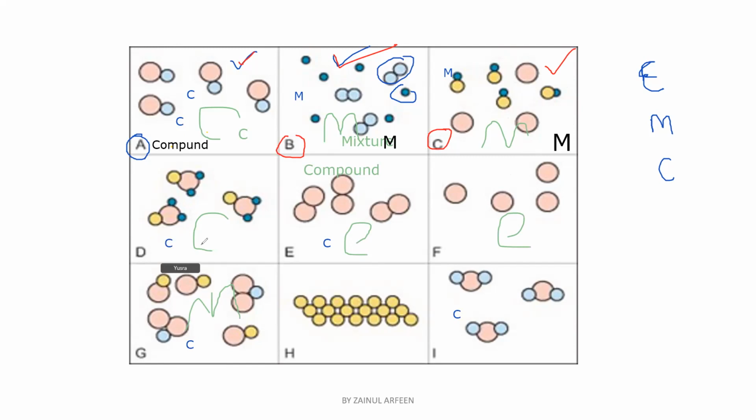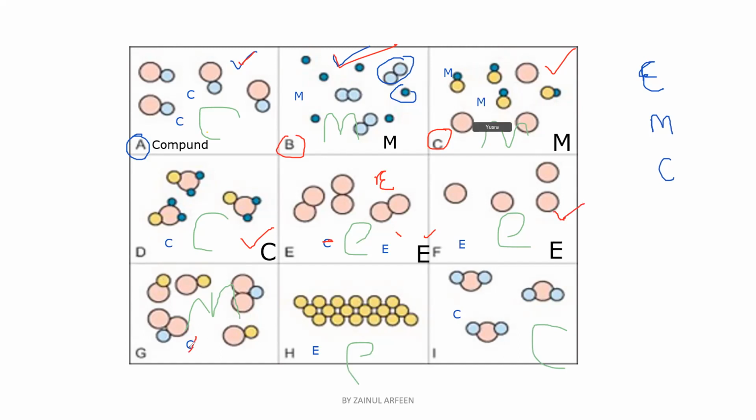D is having identical atoms, so it's a compound. That's correct. What about E? E actually has identical molecules, so it is an element. This is not the compound. This is why it's an element, because identical molecules are there. What about F? Identical atoms, so it is also an element. Here different types, so it is not a compound, it is a mixture.